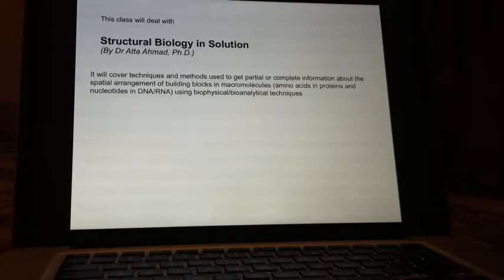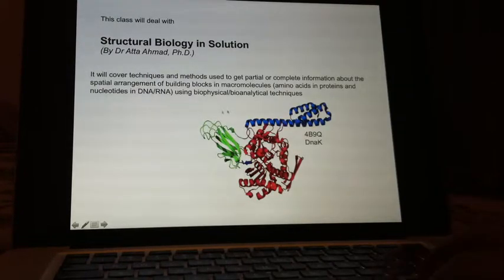So, structural biology is a branch of science that deals with characterization of individual constituents of a macromolecule in three-dimensional space by biophysical methods. So, the macromolecule, like shown here, DnaK, a protein molecule, consists of 638 amino acid residues. So, biophysical characterization of the individual amino acids in three-dimensional space.